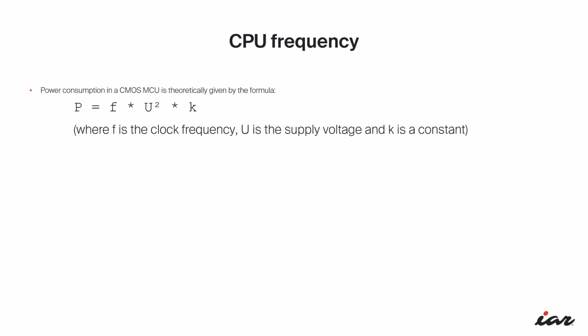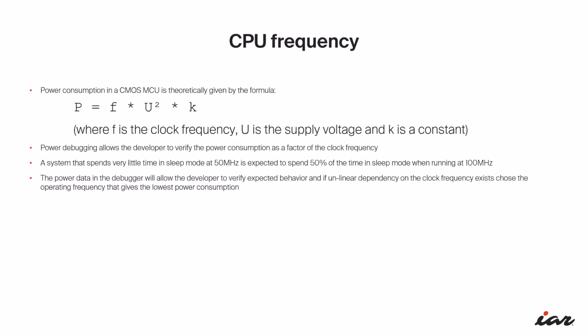Next one, CPU frequency. Power consumption in the MCU is theoretically given by the formula, where F is the clock frequency, U is the power supply voltage, and K is a constant. Power debugging allows developers to verify the power consumption as a factor of the clock frequency. A system that spends very little time in sleep at 50 MHz is expected to spend 50% of the time in sleep mode when running at 100 MHz.